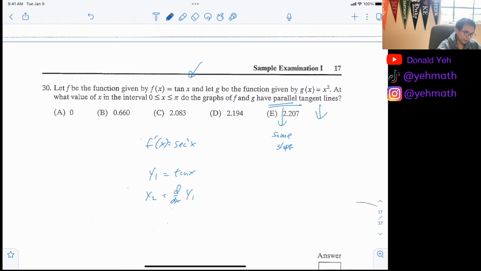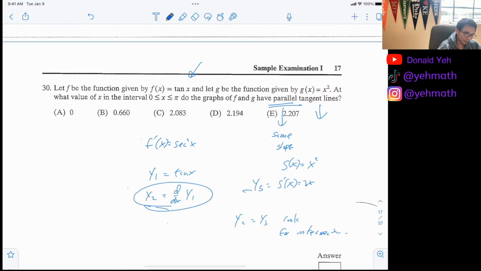And this one you can do, g of x is pretty easy. It's x squared, so g prime of x is equal to 2x. So you're going to set this to y3. And you're going to set y2 equal to y3, which is look for intersections. So you're going to graph these two functions and look for intersections, which is where they intersect, it's going to give you the x value. Try it. If you don't know, ask. See if you get some answers.